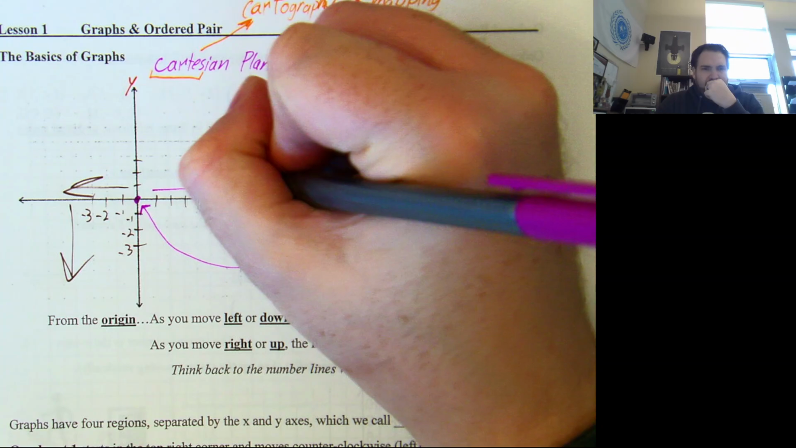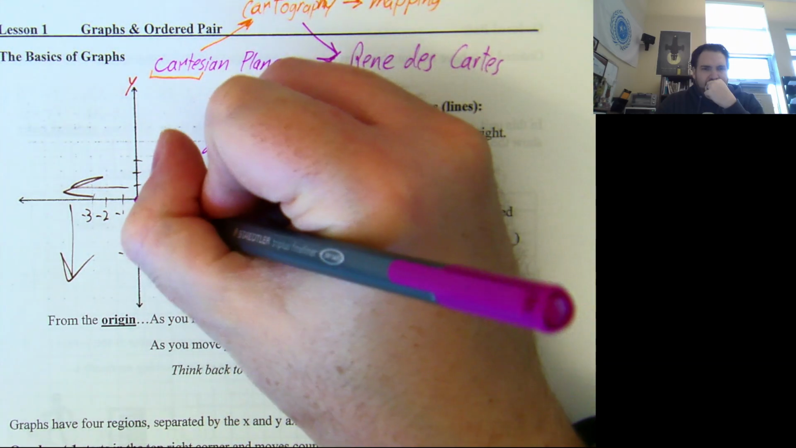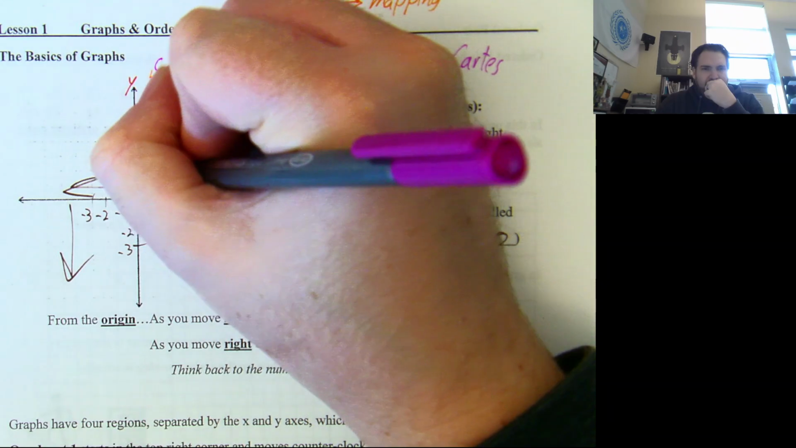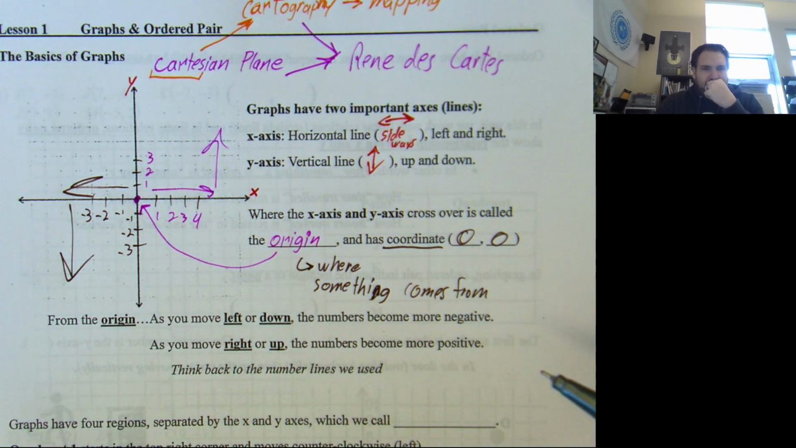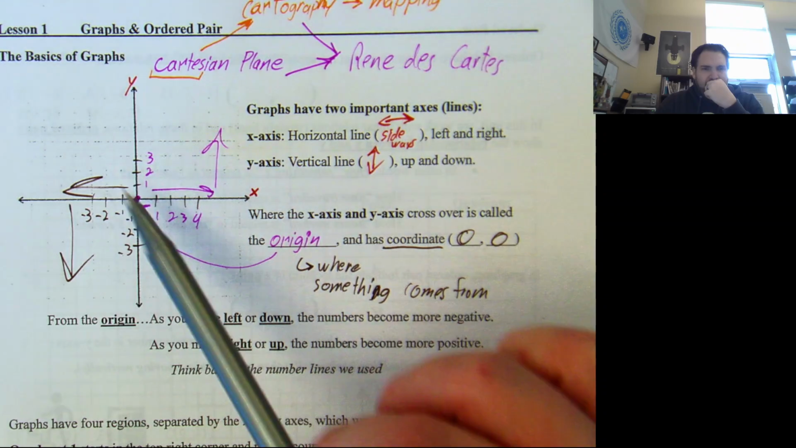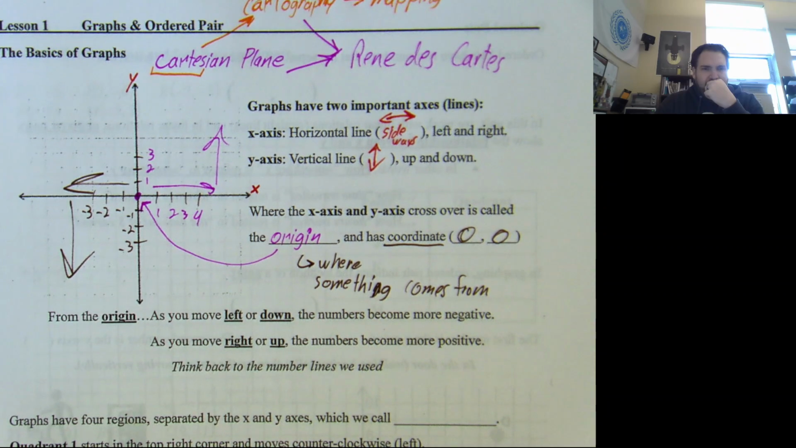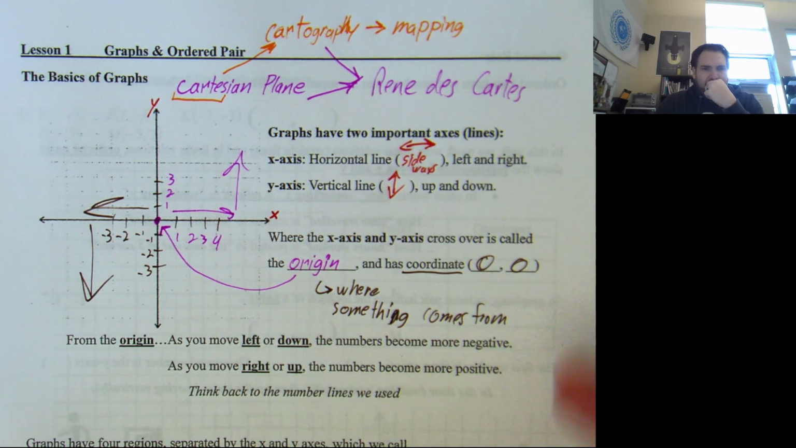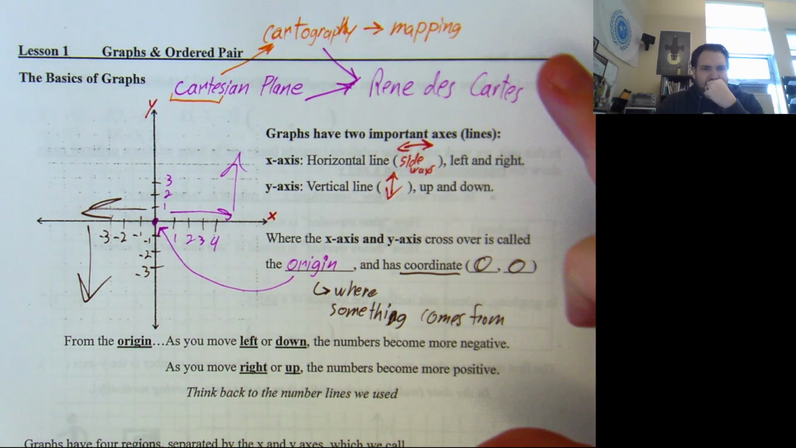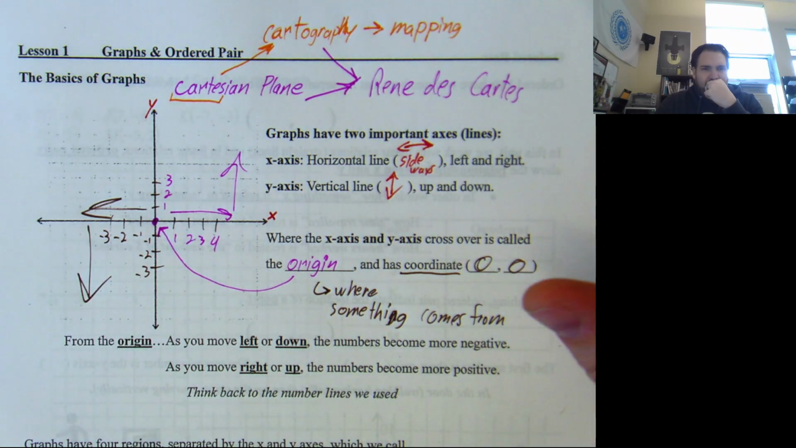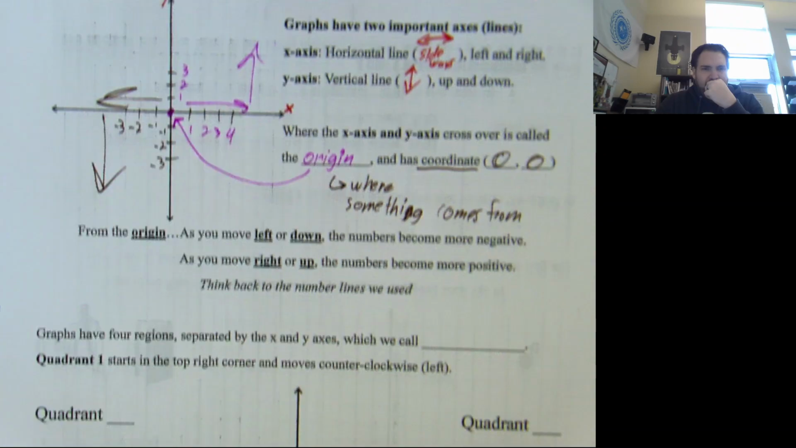And then as you move right or up, that way or that way, this is positive. 1, 2, 3, 4. 1, 2, 3. Right and up is positive, left and down is negative. Similar to the number lines we've used before. You've seen all this stuff before, yes? Hopefully this is a review of stuff that's come before. This part might not be.